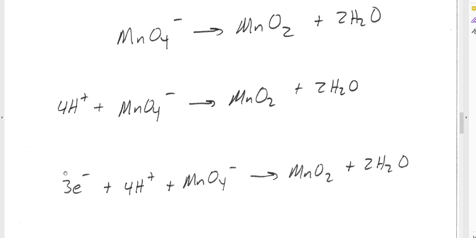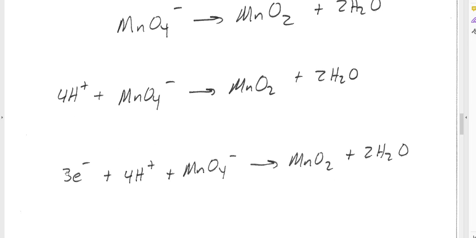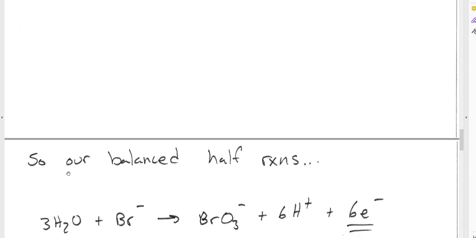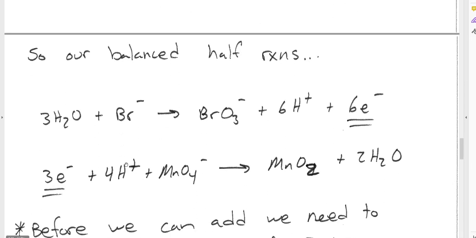Now we got to put them together, right? We got the oxidation half and we got the reduction half. We got to put them together. All right. But the problem is we can't add these 2 together to get an overall oxidation reduction reaction. We can only add them if the electrons completely cancel out. And right now, if we added these together, the 6 electrons on this side would not be completely canceled out because we only have 3 electrons on this side.